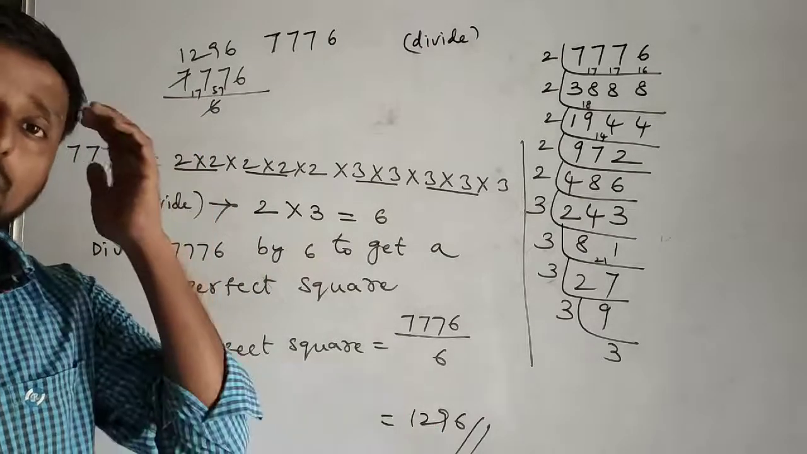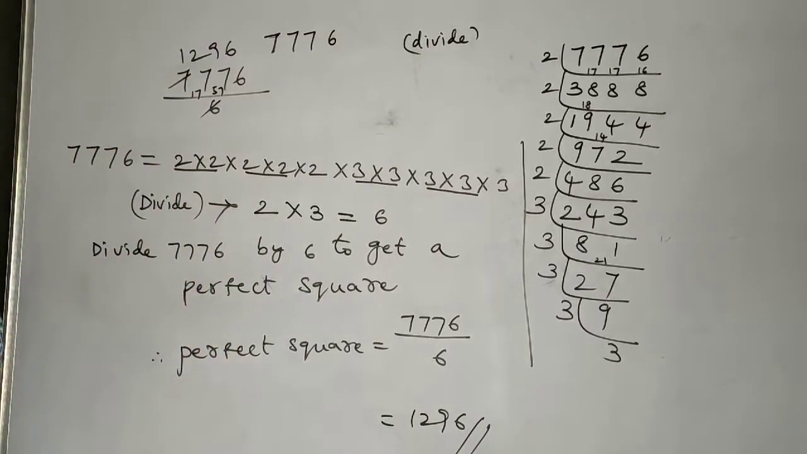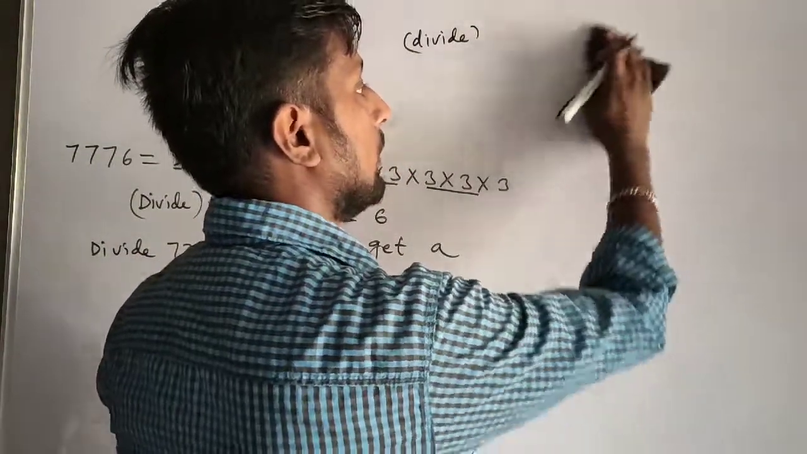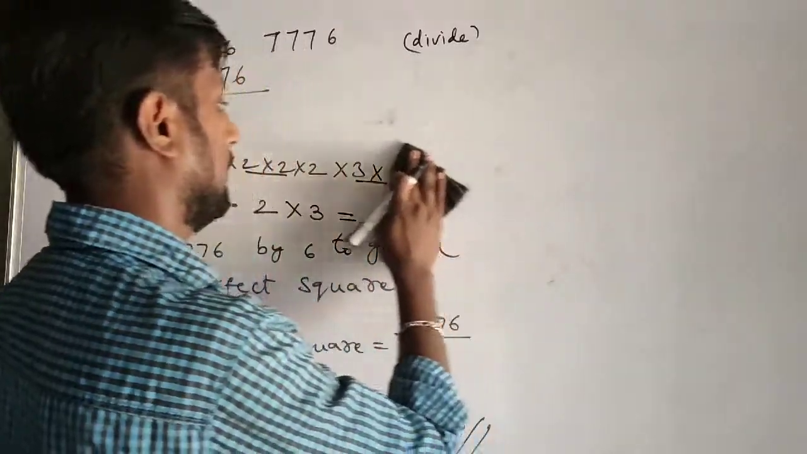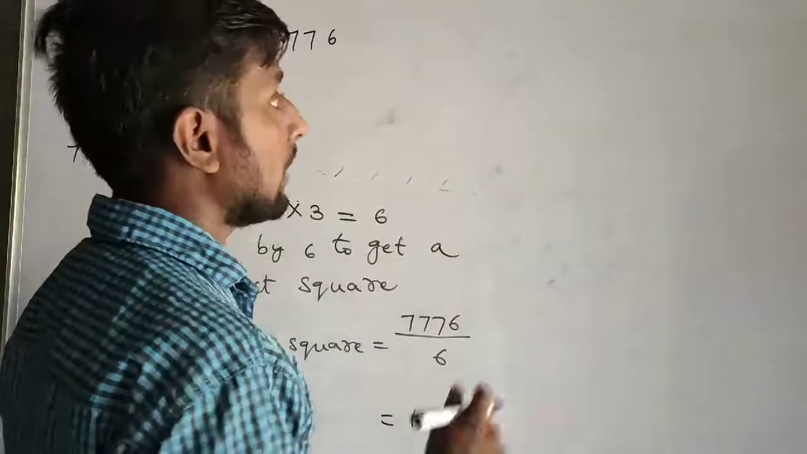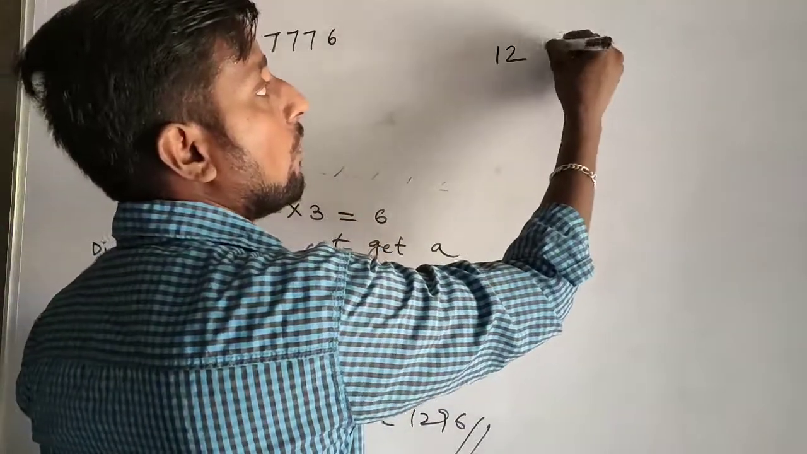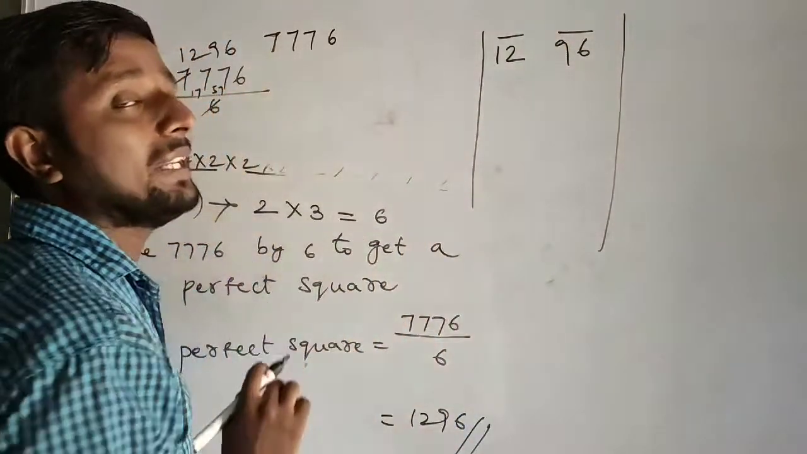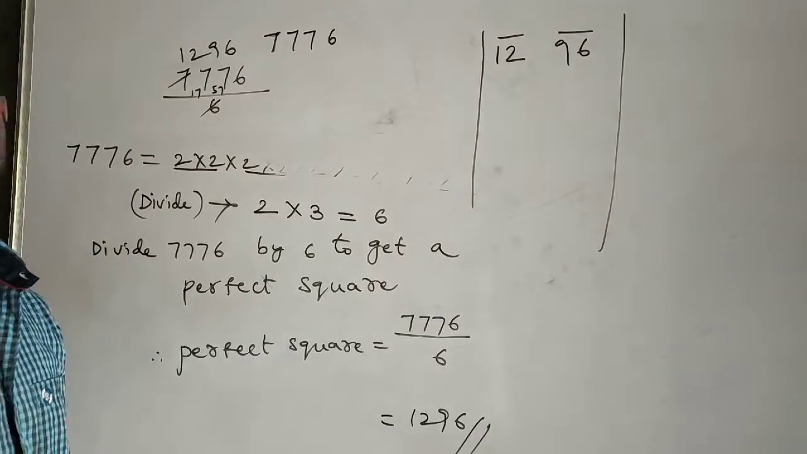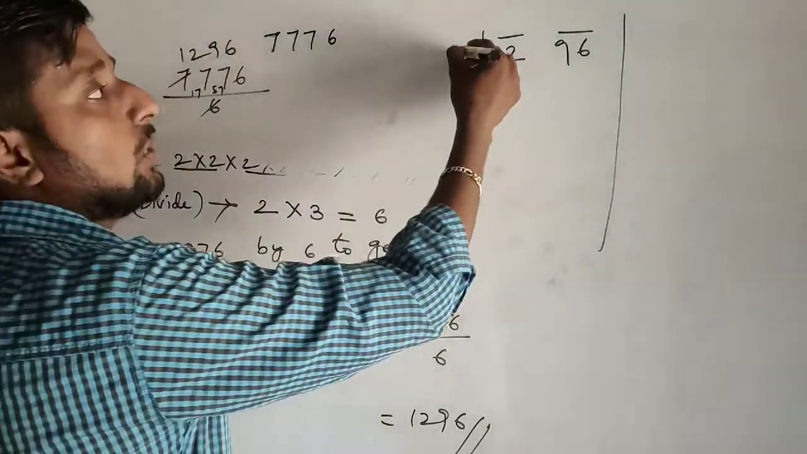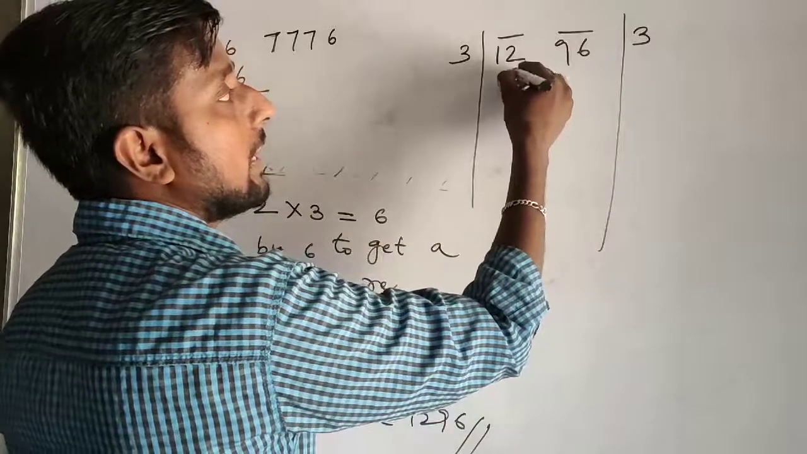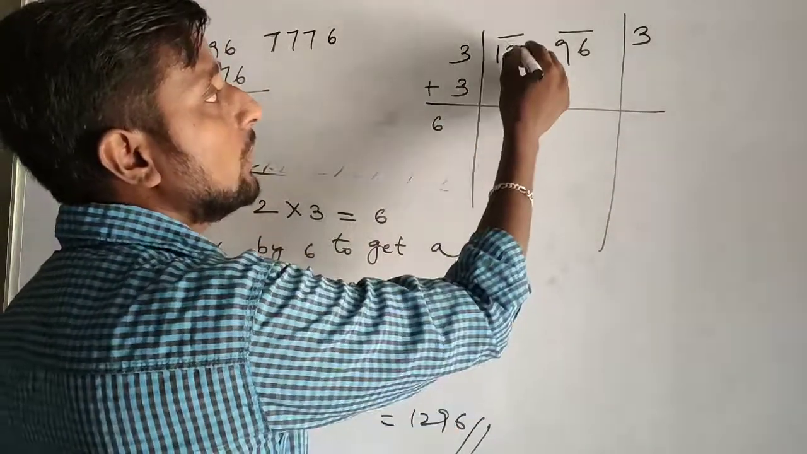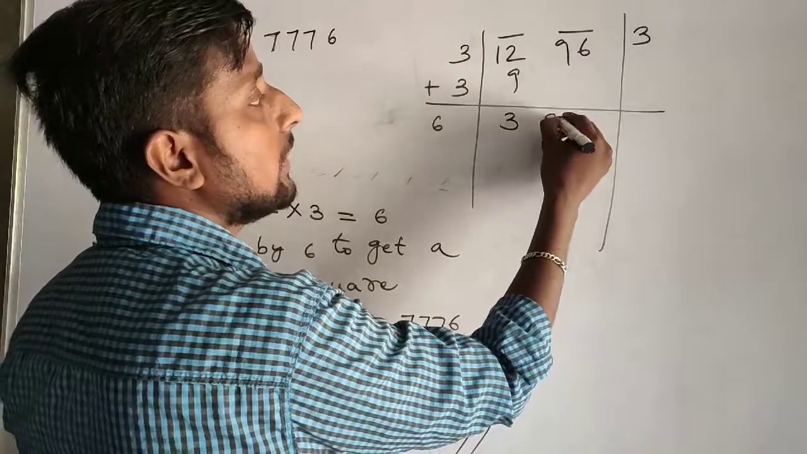And if you want to find the square root of 1296, we can also find it. We know the division method. 1296: 12, nearest perfect square is 9 because 3 3s are 9. So I'll write 3 3s are 9, and if you add a 3 again, we'll get a 6. 12 minus 9, answer 3, 9, 6.